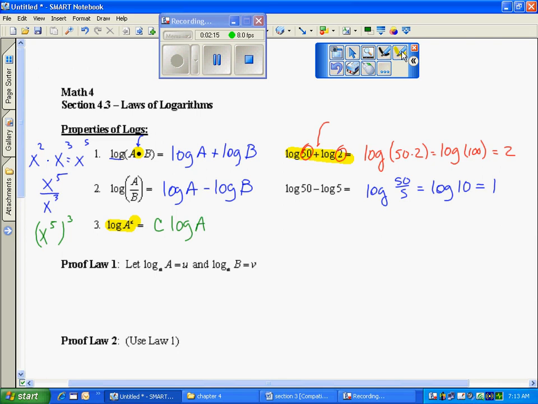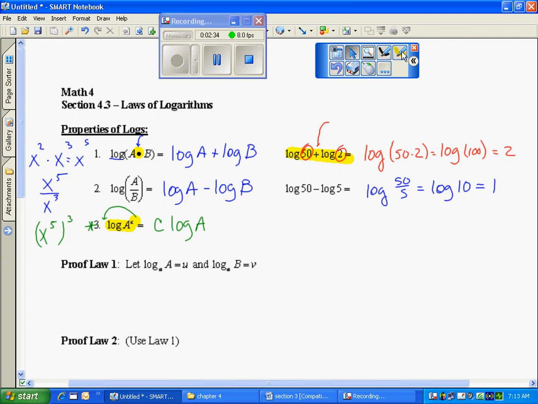So this helps tremendously because we can bring that variable down in front, and it actually eliminates an exponent. We're going to use this property most often when we're looking at exponential functions because it takes that unknown exponent and brings it down in front.